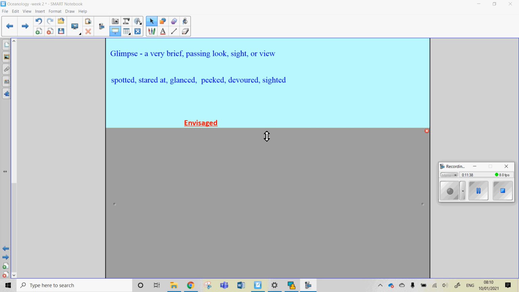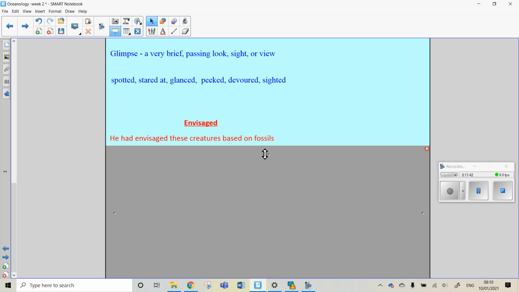The next word from the text that we're going to explore is envisaged. He had envisaged these creatures based on fossils. Now the word class again is a verb because it's a state of being or an action, in this case a state of being. I want you just to pause on the video and think, what could envisaged be? What synonym could we replace envisaged with?